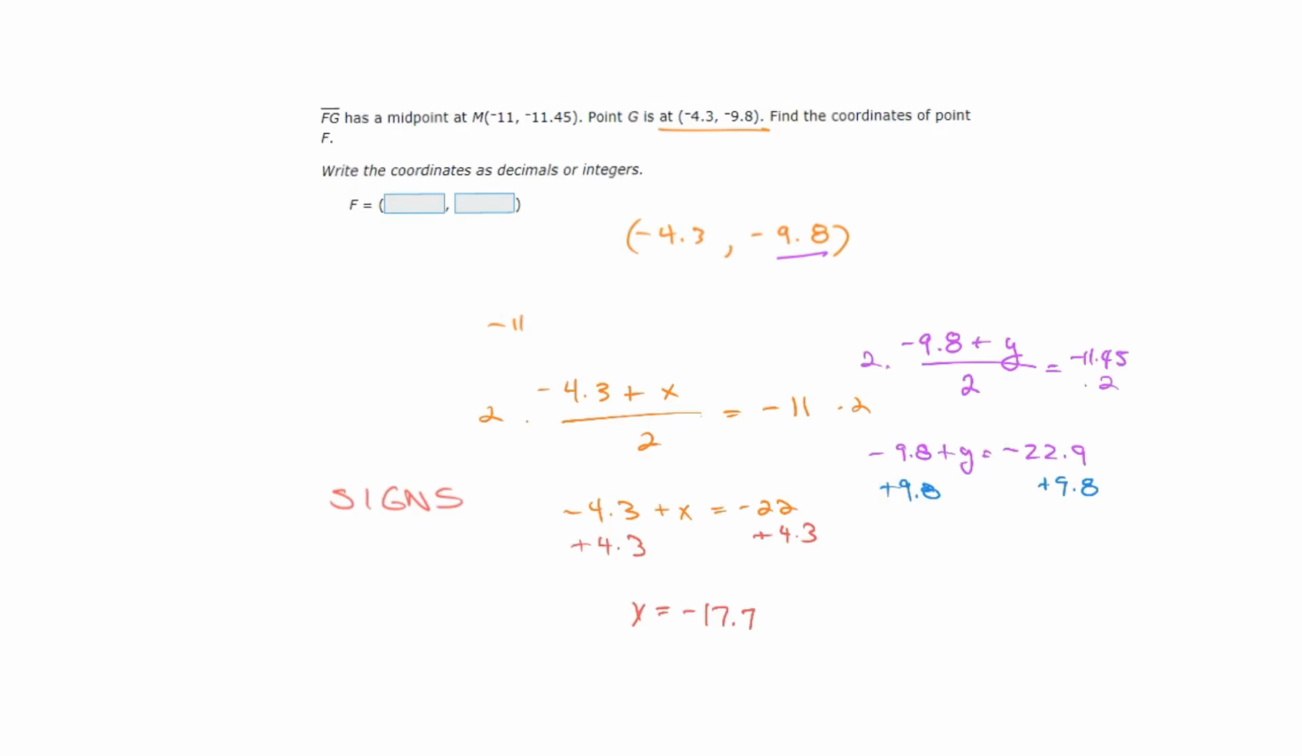So you owe someone $22.90, and you paid them back $9.80. How much do you still owe them? So I'll do negative 22.9 on my calculator plus 9.8, and I have y is equal to 13.1. Hope my math was right. Hope my signs are right, but this should help.